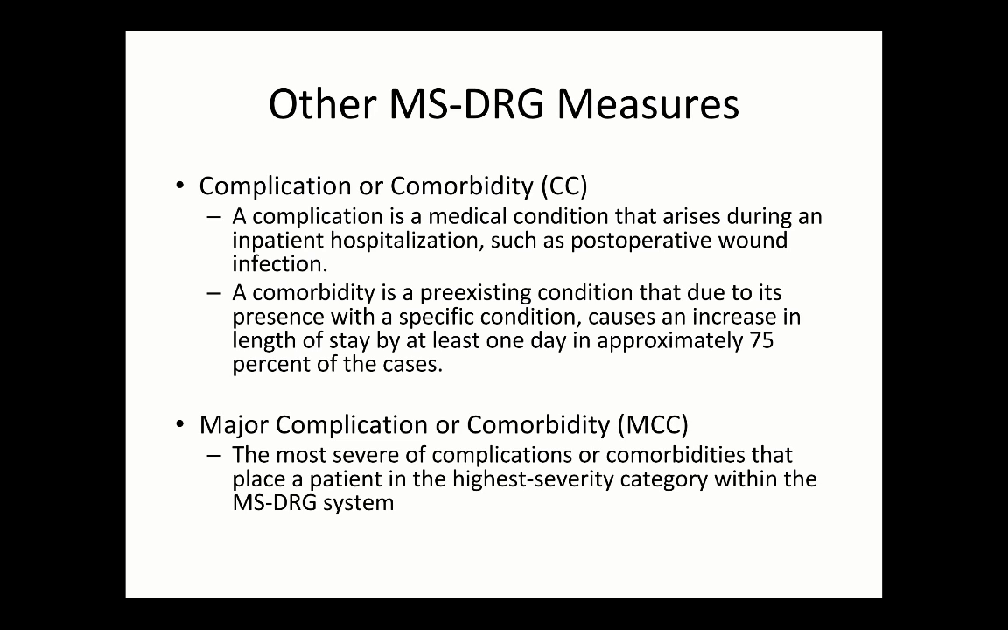A complication is a medical condition that arises during an inpatient hospitalization, such as a postoperative wound infection. A comorbidity is a pre-existing condition that, due to its presence with the specific condition, causes an increase in length of stay by at least 1 day in approximately 70% of the cases. A major complication or comorbidity is the most severe of complications or comorbidities that place a patient in the highest severity category within the MS-DRG system.